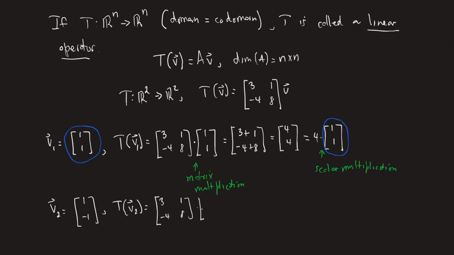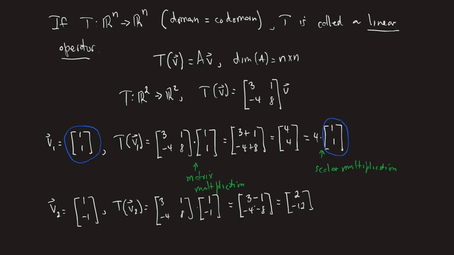And now let's multiply the column 1, negative 1. All right, so again, we're going to do a matrix multiplication. But now, because there's a negative 1 here, I'm going to have 3 minus 1. And then I'm going to have negative 4 minus 8. So negative 4 minus 8. And then we simplify. We have 2 and then negative 12.